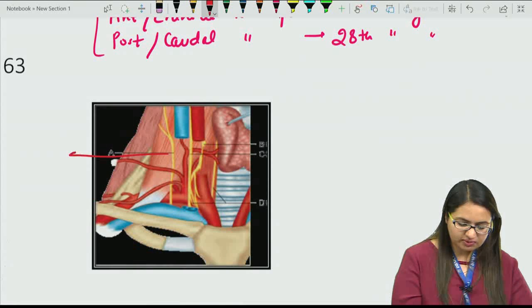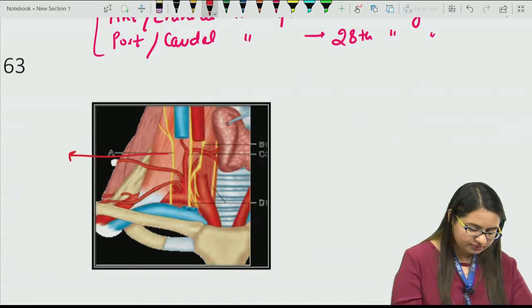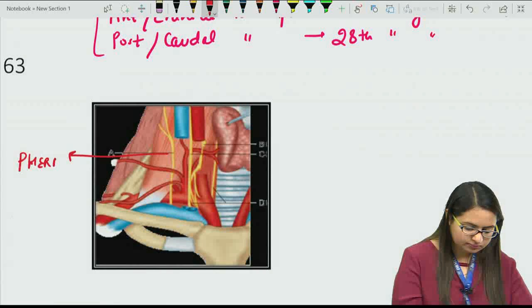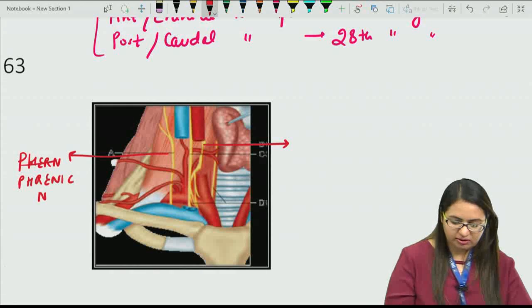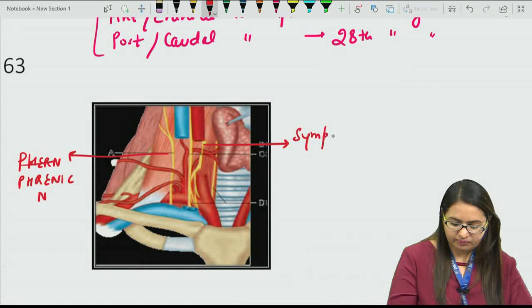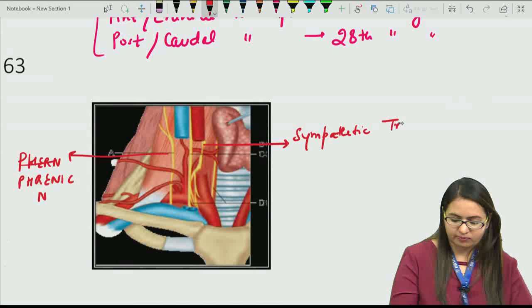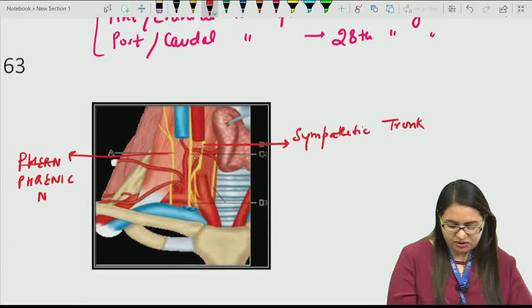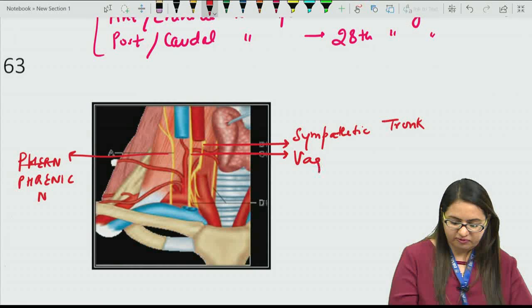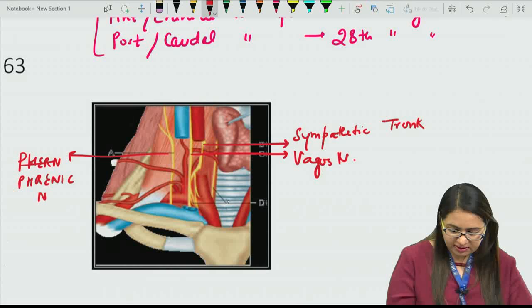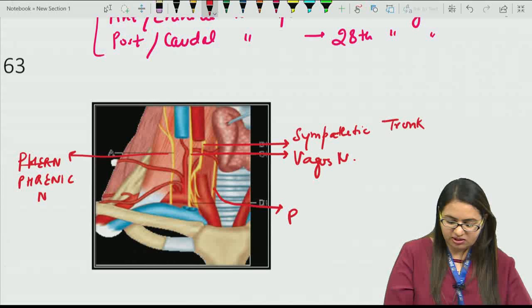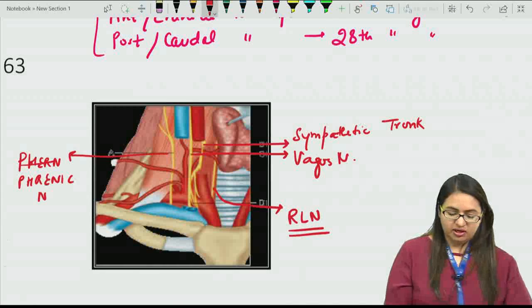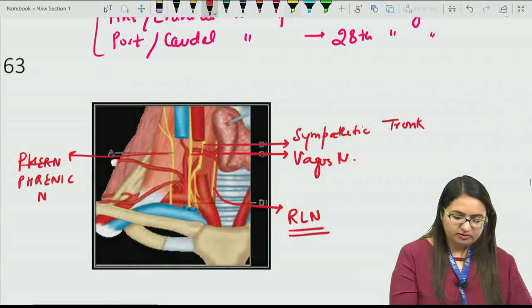The A structure which has been labeled over here is the phrenic nerve. Then the B structure is the sympathetic trunk. The C structure is the vagus nerve. And the D structure is the recurrent laryngeal nerve.